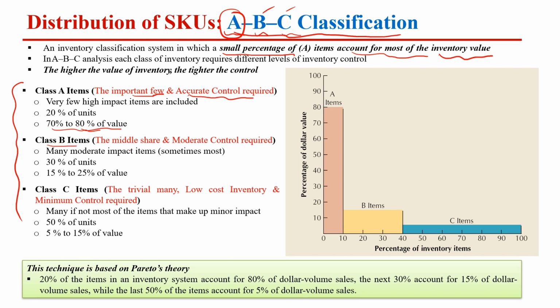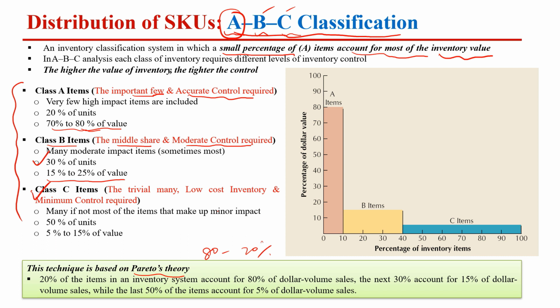Similarly, class B has the middle share and requires moderate control. About 30% of the items are classified as B, and the dollar value they have is between 15 and 25%. The remaining are the C type. This ABC classification is mainly based on the Pareto technique, which is also known as the 80-20 rule.